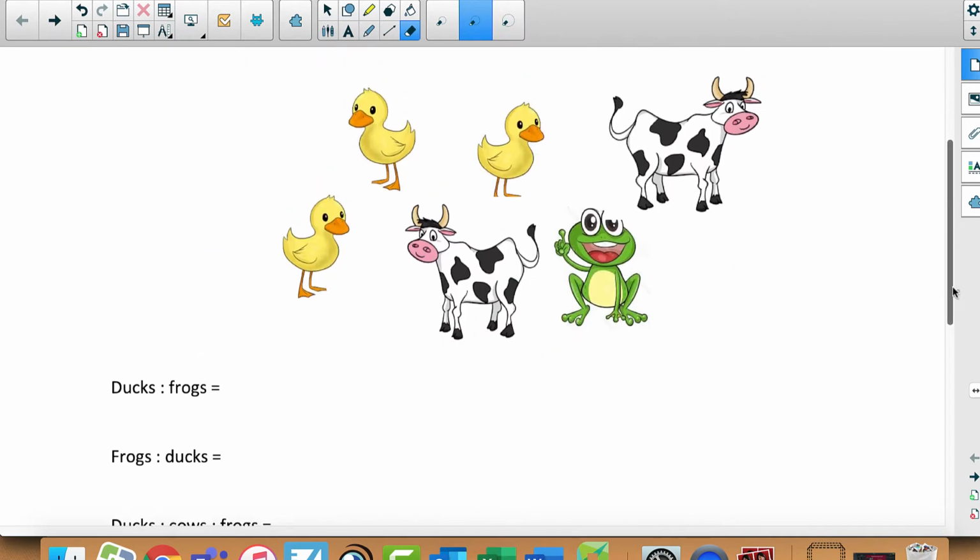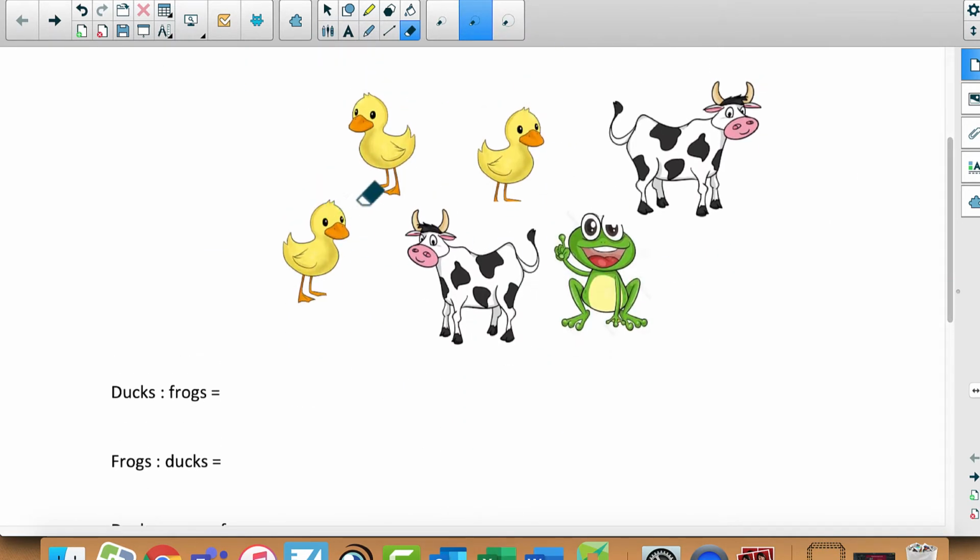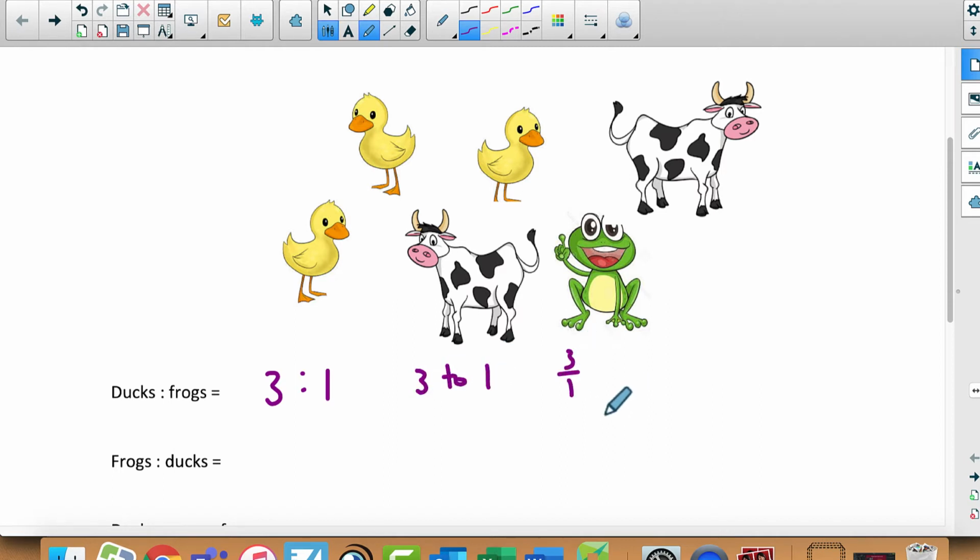And let's answer some questions. Oh, look at these amazing animals I have here. Got some ducks, frogs, cows. And I want to know what's the ratio of ducks to frogs. So make sure you do it in that order. Ducks, 1, 2, 3. Frogs, 1. You're finished. You could put 3 to 1, or 3 to 1 like that.